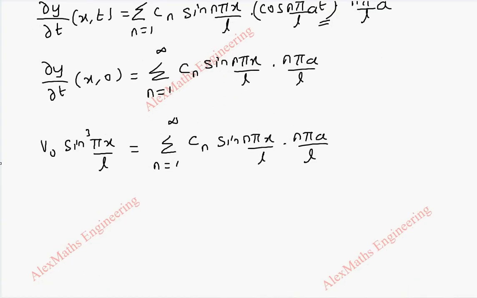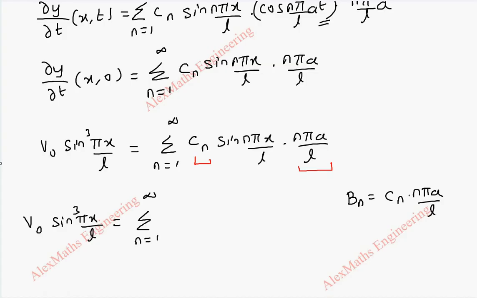Now I am going to take this Cn and n pi a by L together as Bn. So let Bn equal Cn into n pi a by L. So this becomes v naught sin cube pi x by L equal to summation n from 1 to infinity Bn, then we have sin n pi x by L.